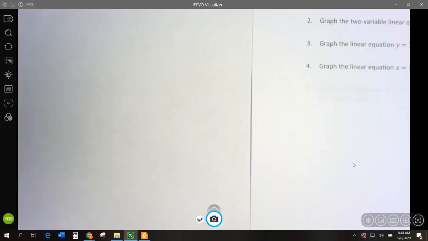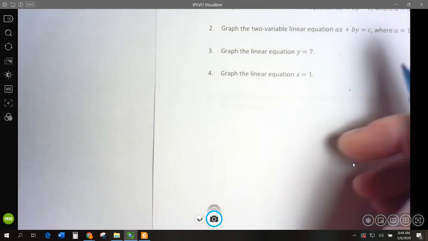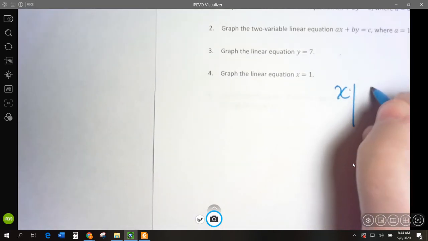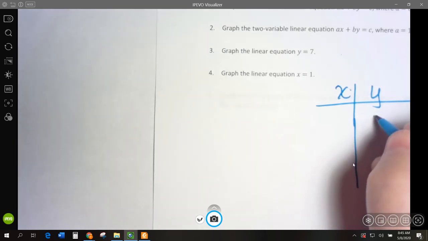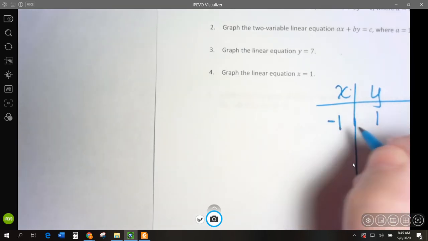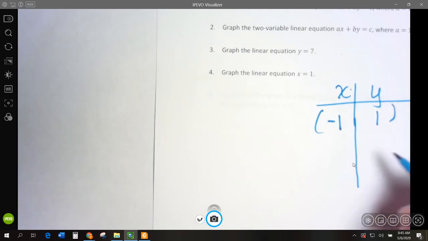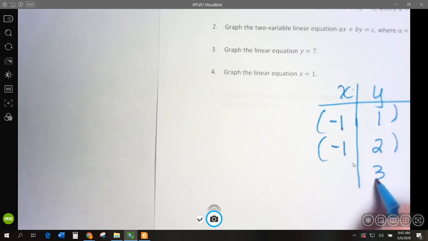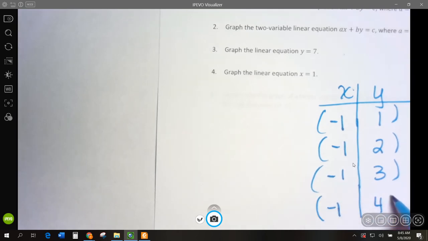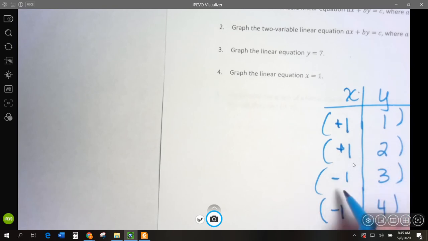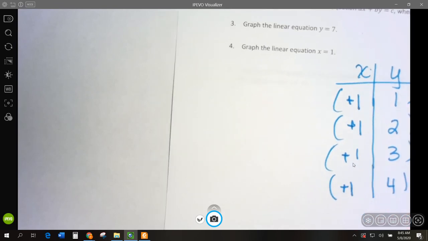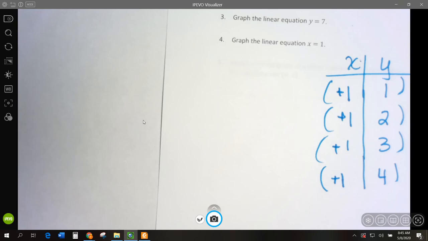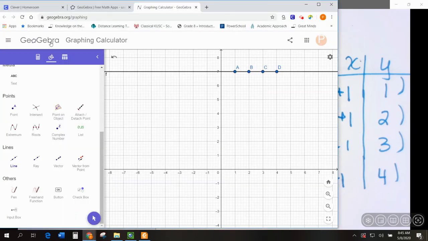So if x equals 1, if I choose y as 1, x will be negative 1. If I choose y as 2, x will be still negative 1. If I choose y as 3, x will be negative 1. If I choose y as 4, x will be negative 1. I'm sorry, this is positive 1. They're positive 1. Sorry about that. So let's go over here and let's graph this again.